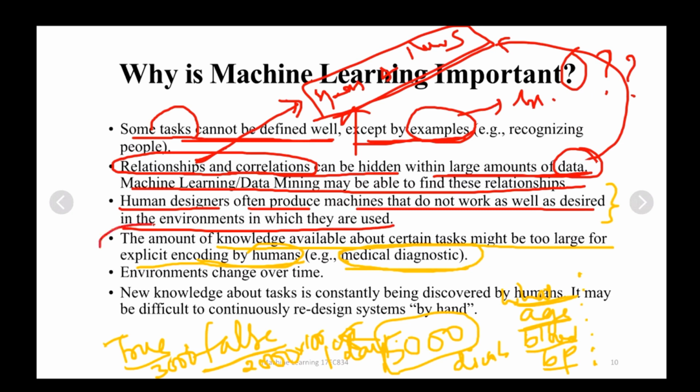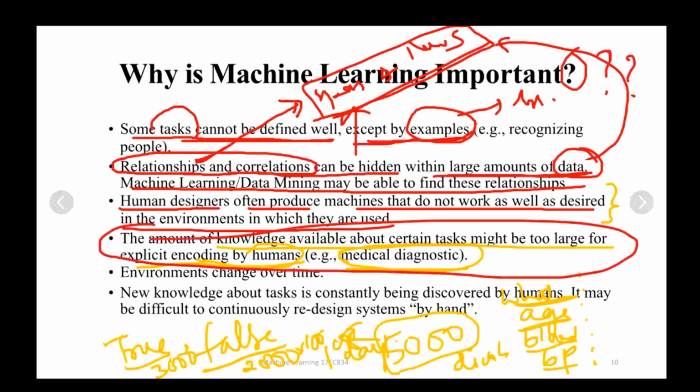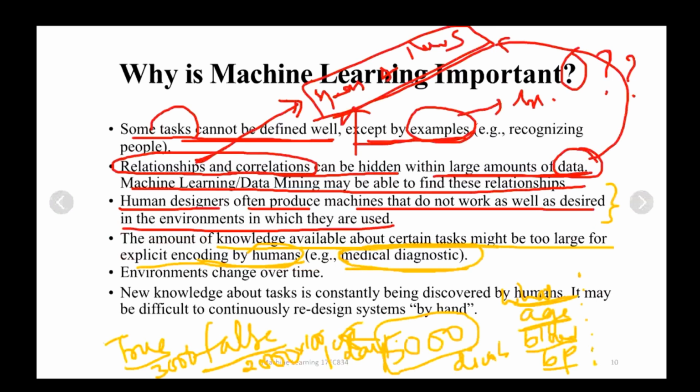The amount of knowledge available about certain tasks might be too large. Best example: a huge amount of information is available but no outcome from the human beings, but using the same amount of data we can do some machine learning algorithms. And also weather prediction, since environments change over time, we can do weather prediction with the help of this. And new knowledge about tasks is constantly being discovered by humans.